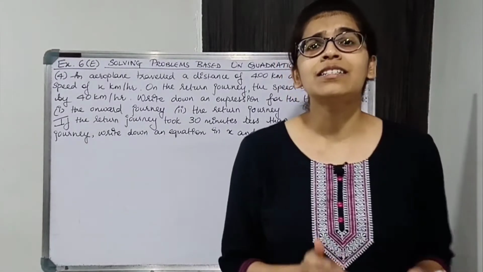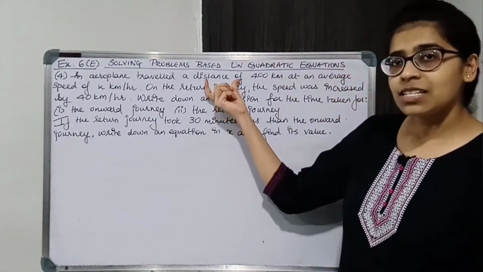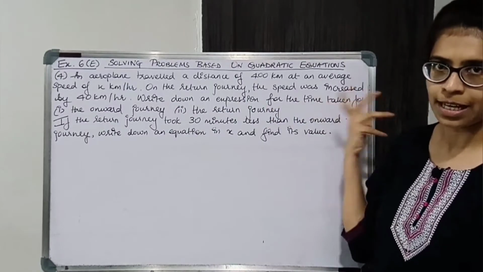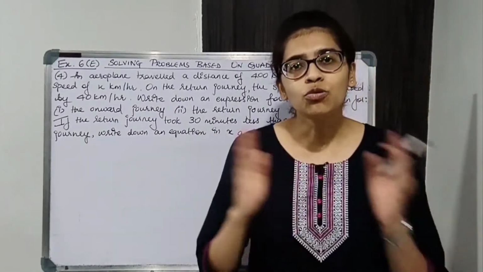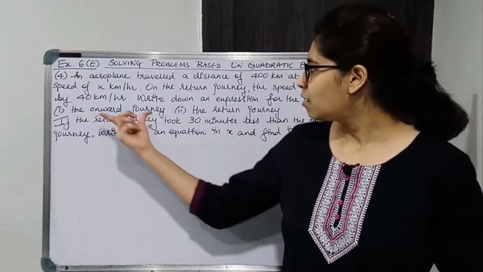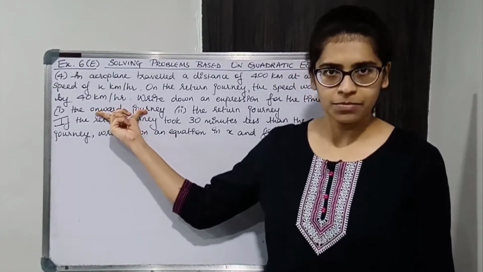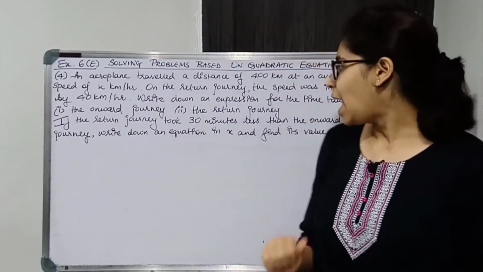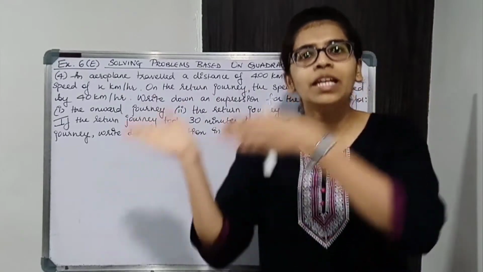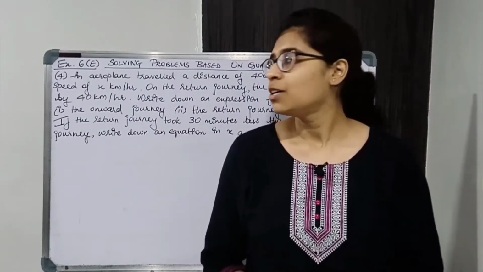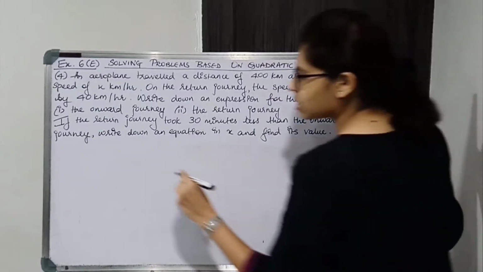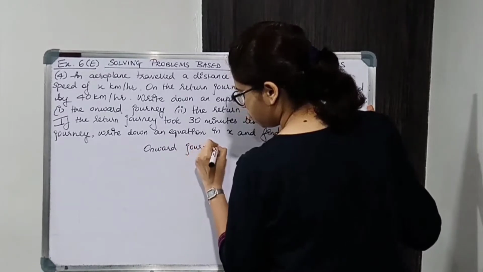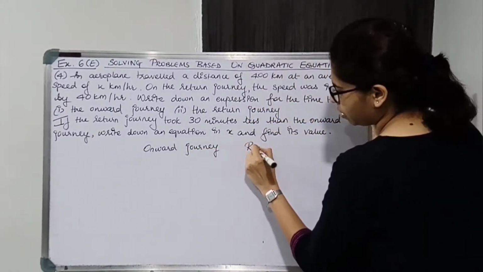This is a speed distance time problem. Distance is given, speed is given, we need to write down the expression in time. So there are two journeys. An aeroplane is going from one place to the other, that is the onward journey. It is going from some place A to some place B. And there is a return journey, that is, it is returning from B again to A. So there are two journeys, so we'll consider them: onward journey and return journey.